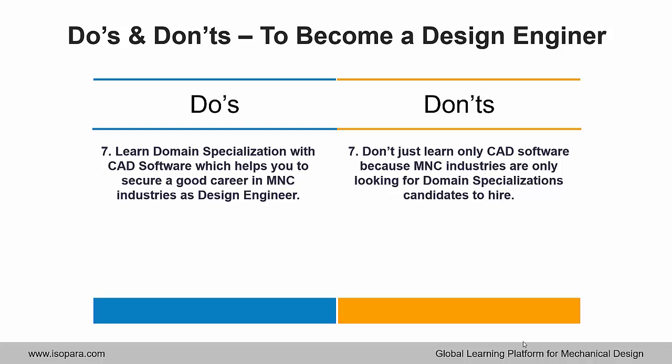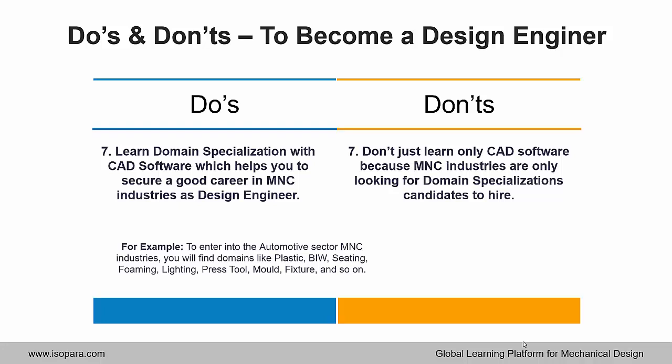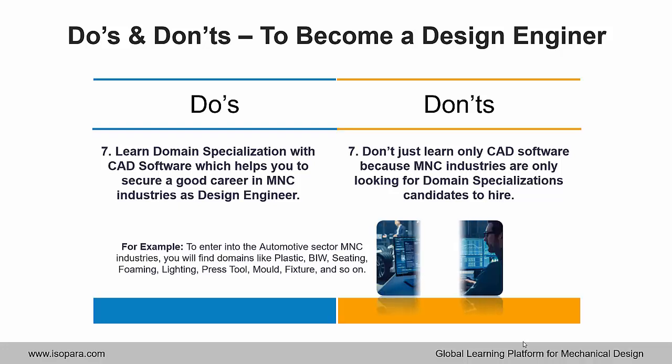Okay, for example, if you want to enter the automotive sector, MNC industries, you will find domains like plastic, BIW, seating, forming, lighting, press tool, mold, fixture, and so on. So by learning these domains, you would be able to enter the automotive MNC industries. Don't just learn CAD, go for the domain specialization.